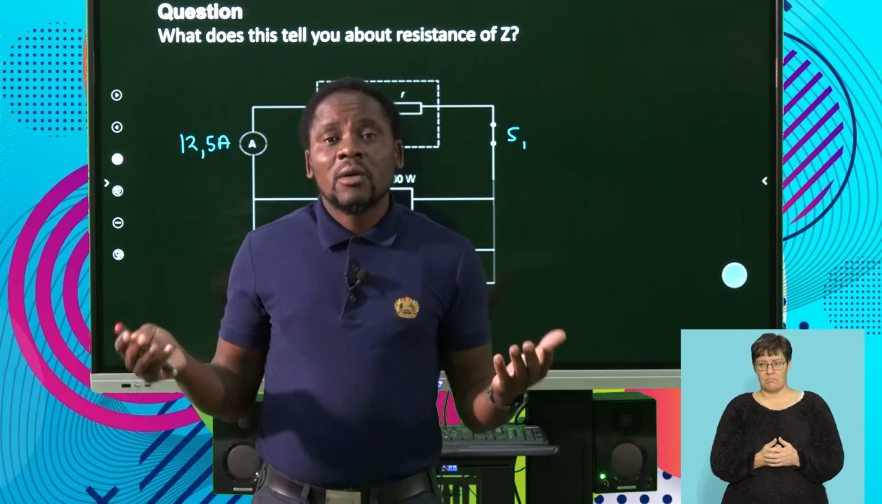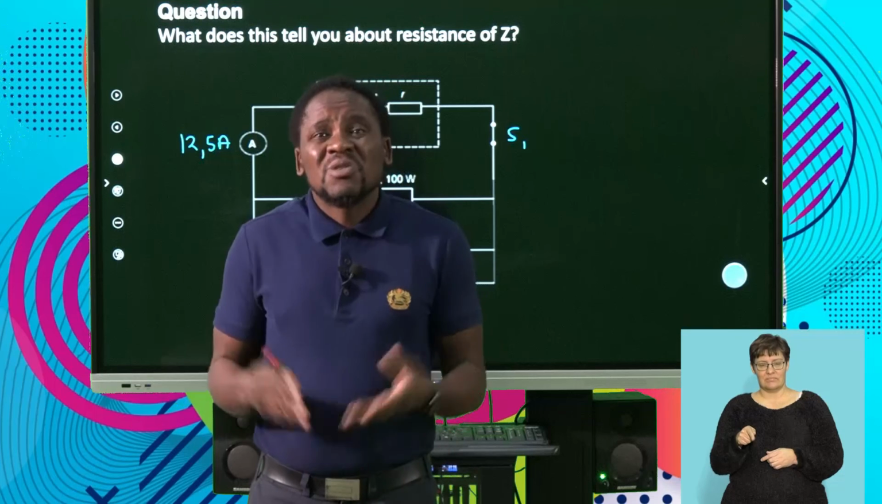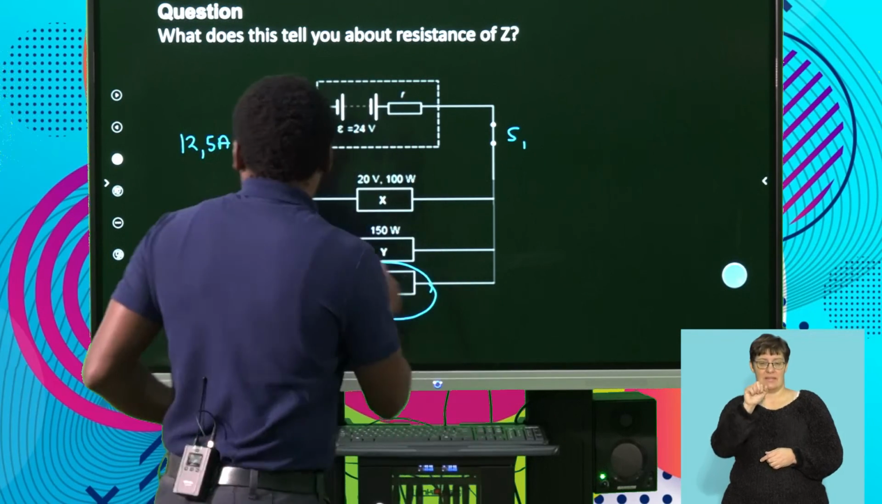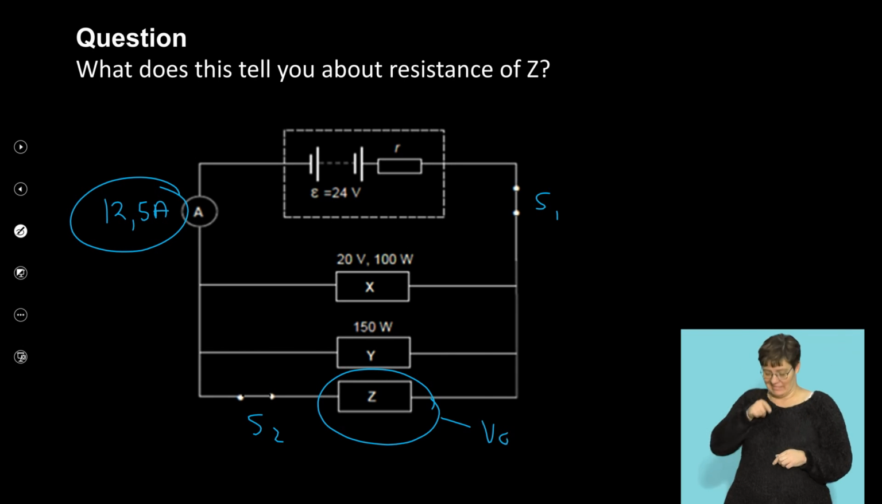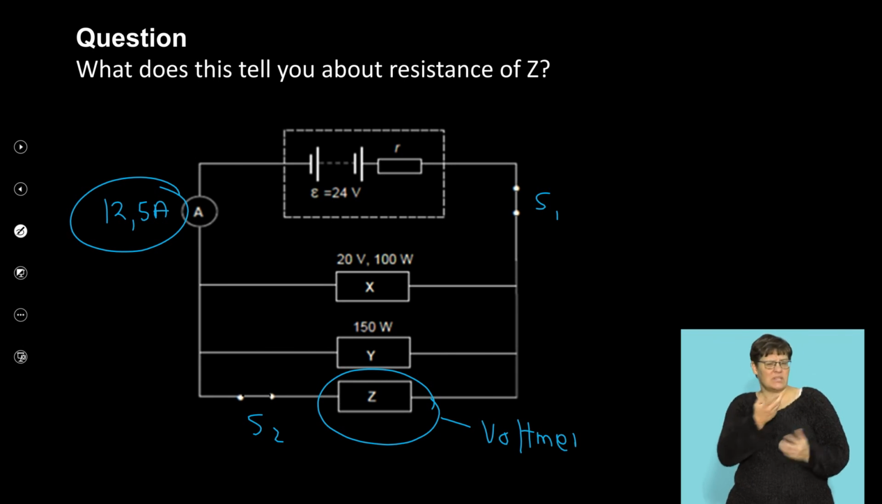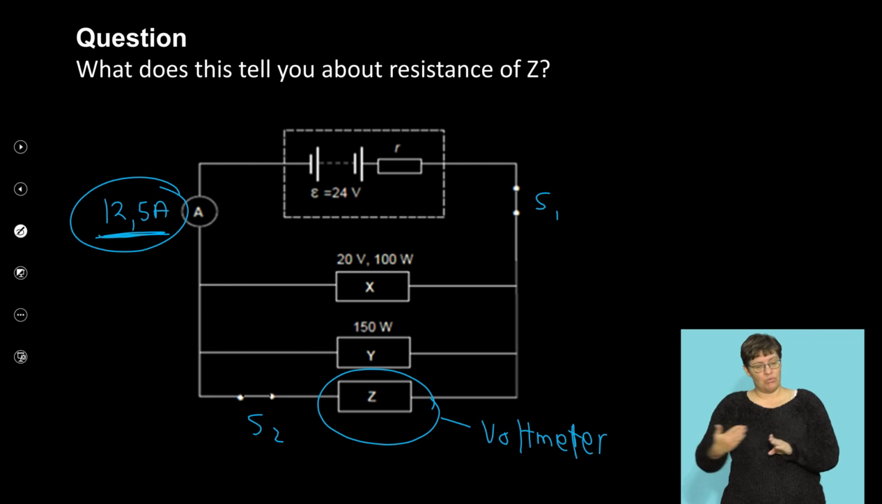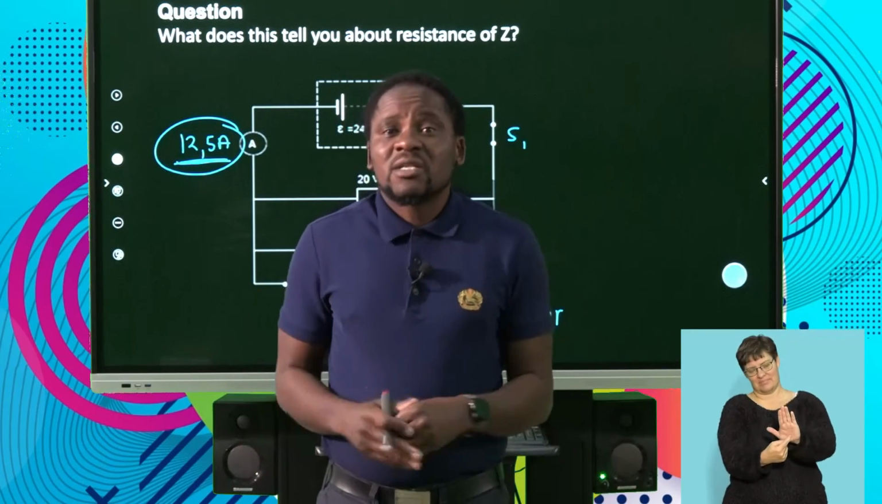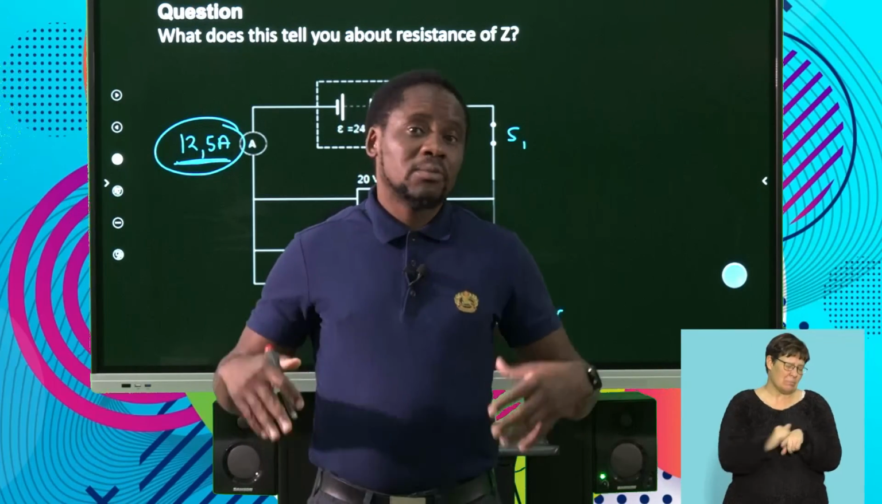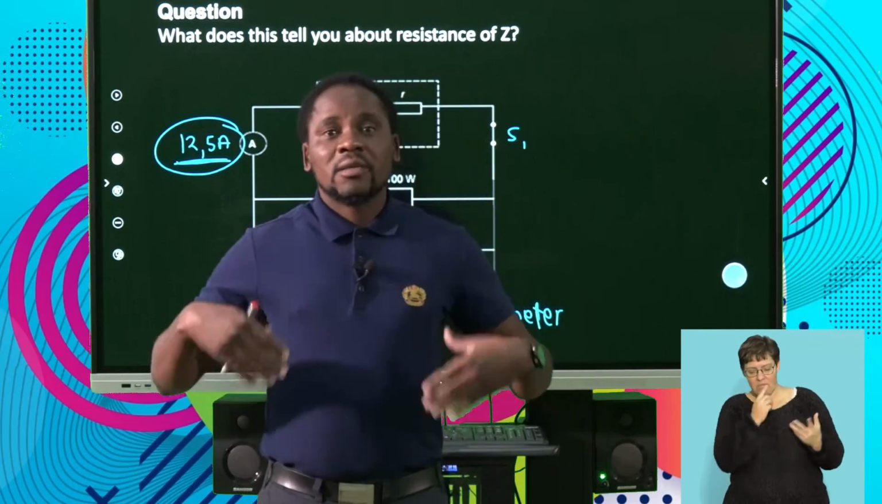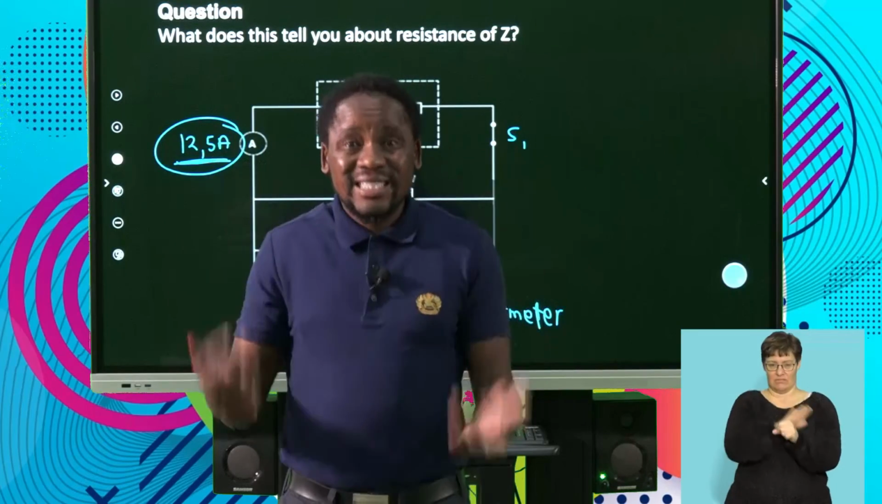So this component Z could be a voltmeter. Because the current remains constant even though we have included Z, Z is a voltmeter. Why are we saying it's a voltmeter? Because it has a high resistance which effectively did not decrease the total current in the circuit. So these are some of the examples you want to think of when it comes to solving circuit problems. A lot of practice would most definitely go a long way in helping you understand these scenarios.